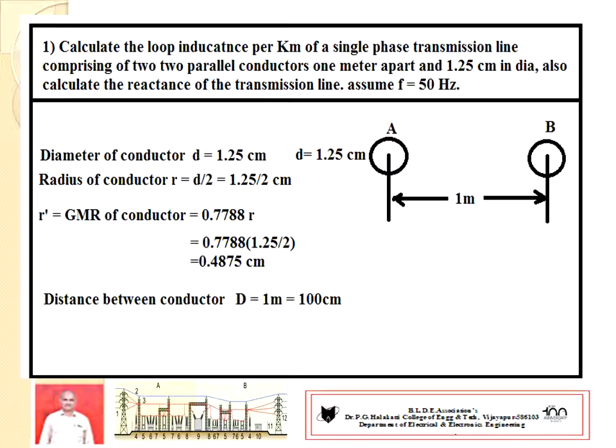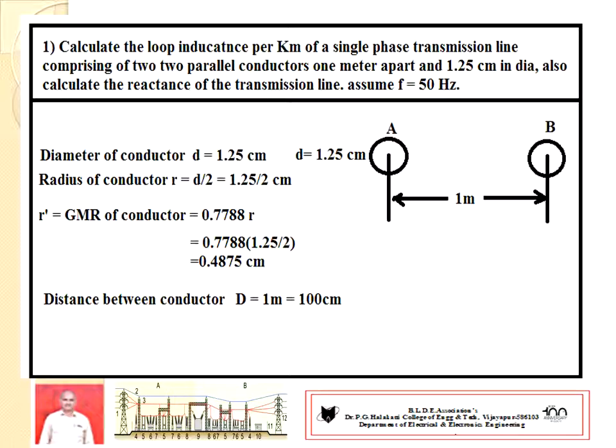Problem number 1. Calculate the loop inductance per kilometer of a single phase transmission line comprising two parallel conductors 1 meter apart and 1.25 centimeter in diameter. Also calculate the reactance of the transmission line. Assume frequency equal to 50 Hz.